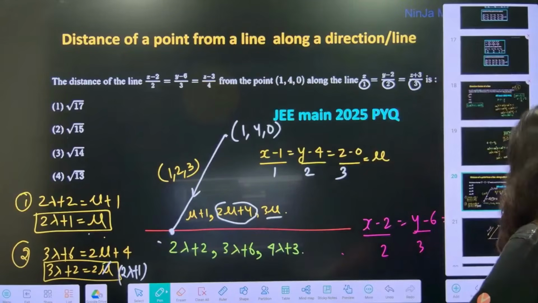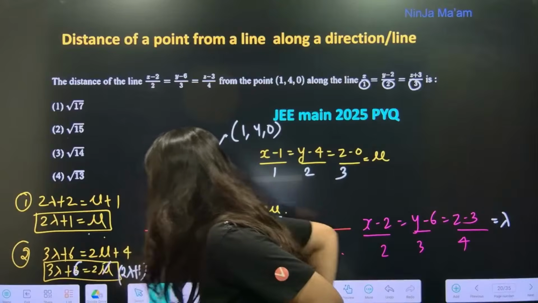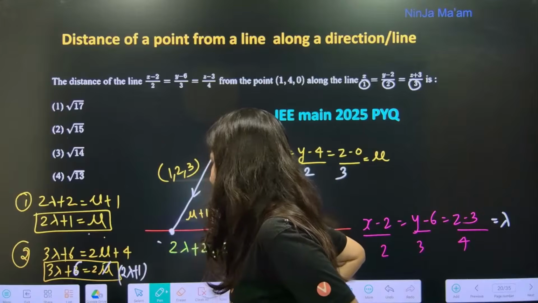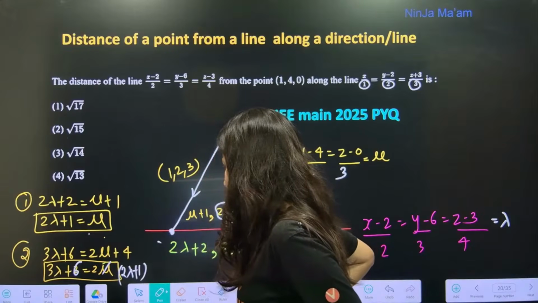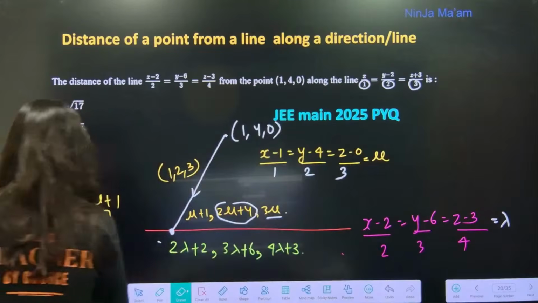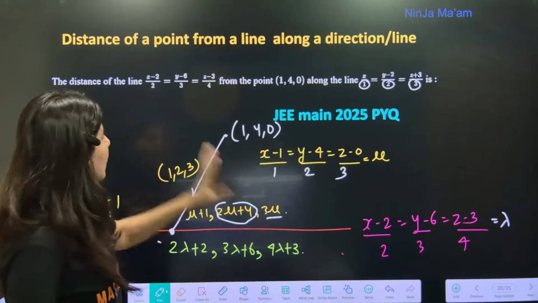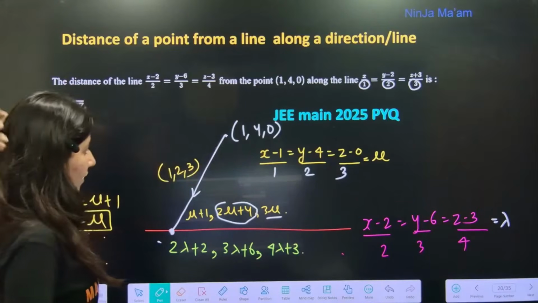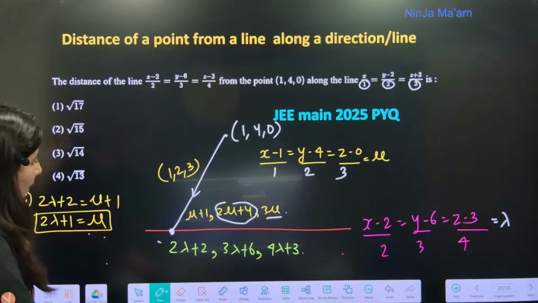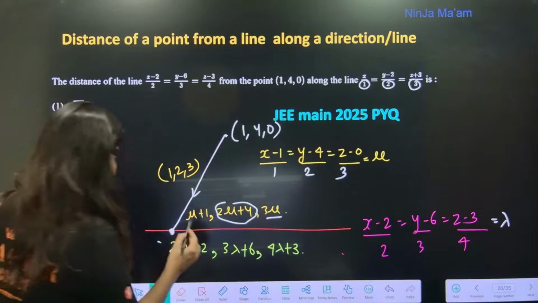Yes, lambda should be 1. How come? Let me check: 1, 4, 0 correct, 1, 2, 3 correct. So mu plus 1, 2 mu plus 4 and 3 mu, absolutely correct. Now here it will be 2 lambda plus 2, 3 lambda plus 6, 4 lambda plus 3. Equate. This is the correct one.